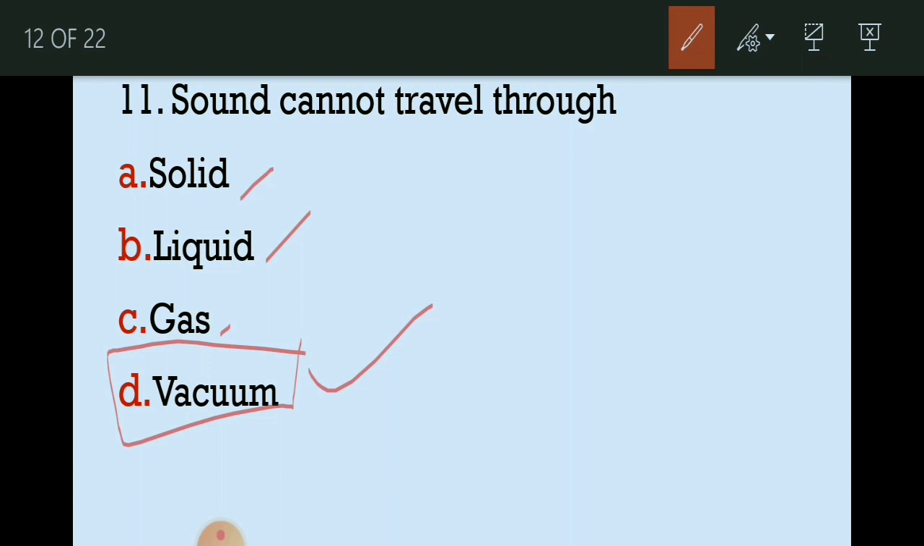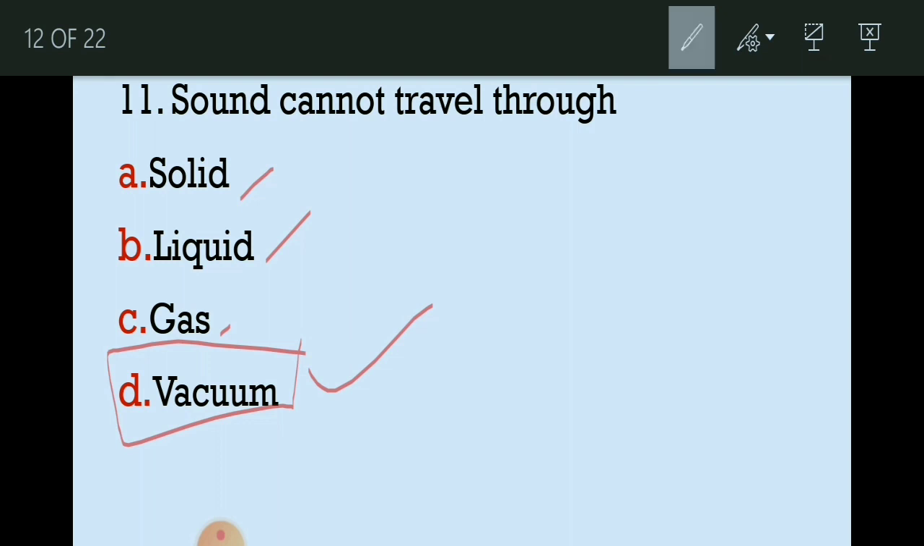But in case of light, we have seen that light can easily travel through vacuum, and the speed of light in vacuum is 3 into 10 to the power 8 meter per second. But sound is unable to travel through vacuum. It always requires a material medium for its propagation.